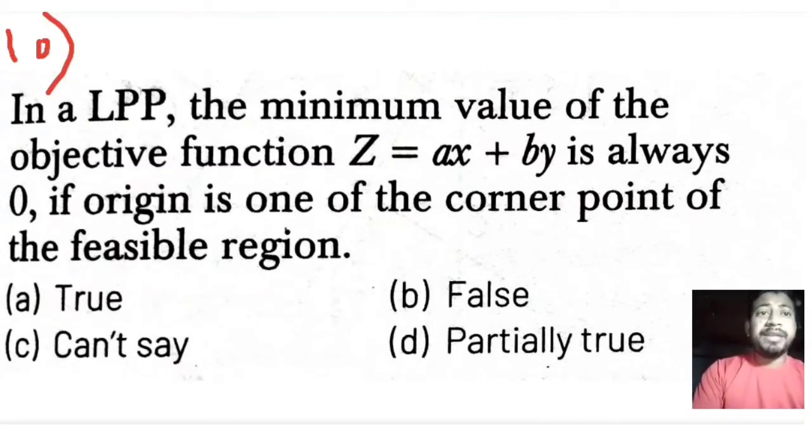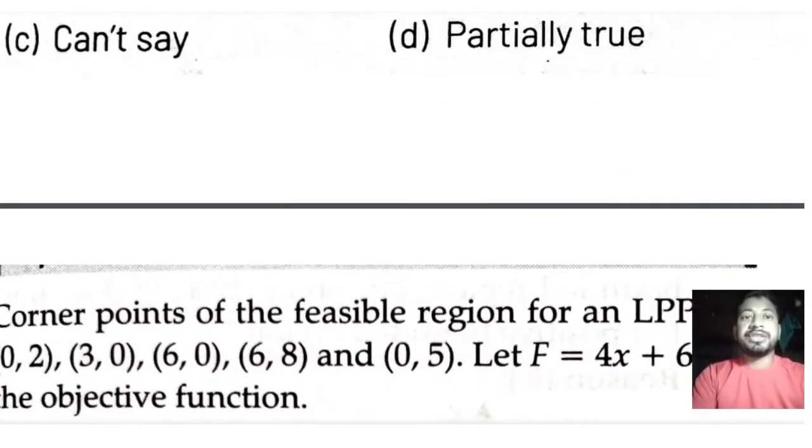In an LPP, the minimum value of the objective function z equals ax plus by is always 0 if the origin is one of the corner points of the feasible region. It's also false. Okay. Now go to question number 11.